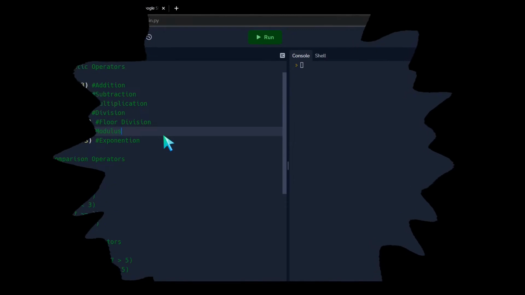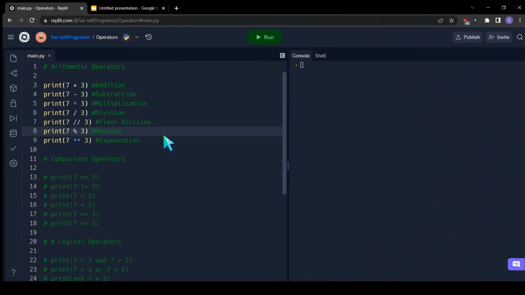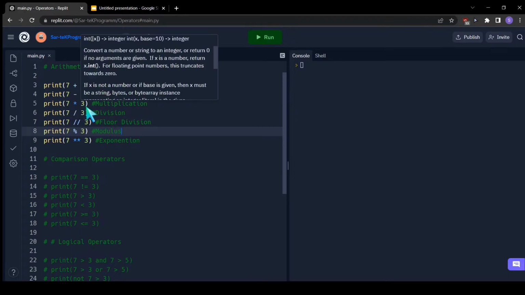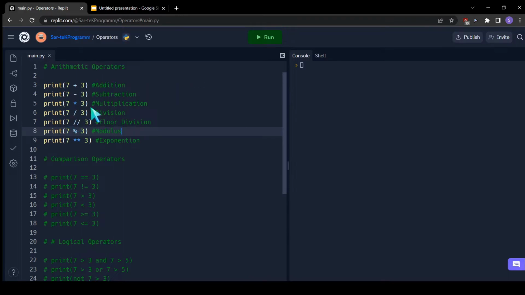So now let's see each of the arithmetic operators one by one. The first one is addition, and this is how we perform addition. This will output 10, this will print 4, this will be 7 multiplied by 3, that is 21. And now here we see this is division and this is floor division. So what's the difference between the two? See, when we divide 7 by 3, we get 2 point something something. We get 2 point decimal values, right?